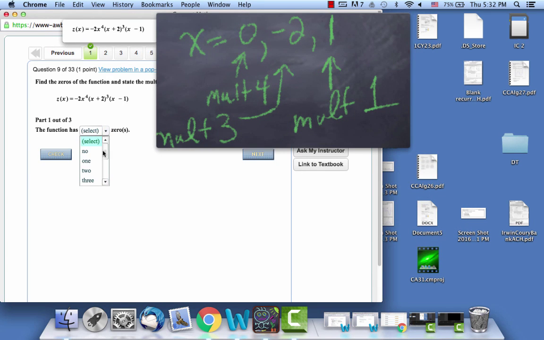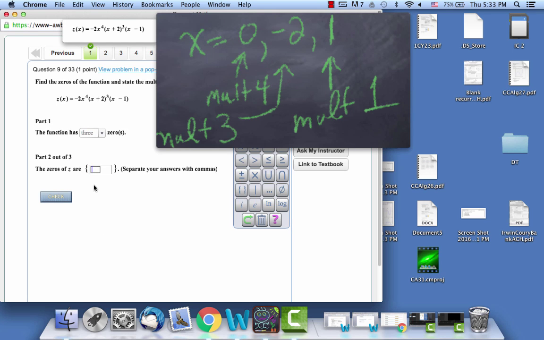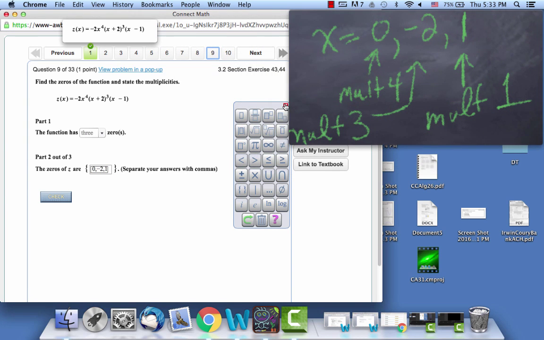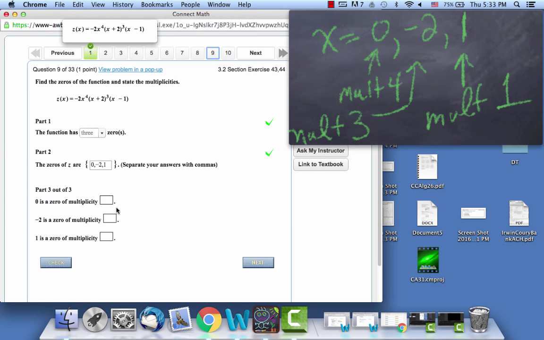It has 3. They are 0, -2, and 1. 0 has a multiplicity of 4. -2 has a multiplicity of 3. 1 has a multiplicity of 1.